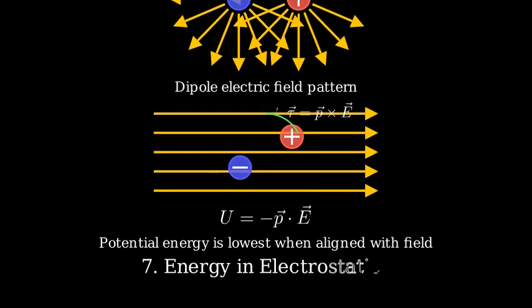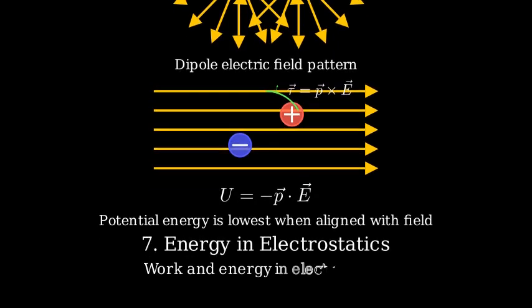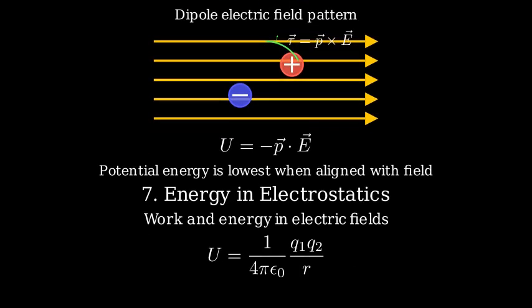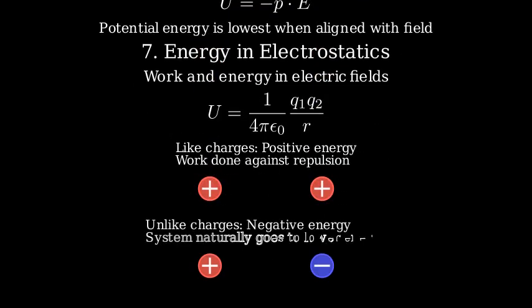Energy plays a crucial role in electrostatics. Moving charges in an electric field requires work, which is stored as potential energy. For two point charges, the potential energy is given by U equals 1 over 4 pi epsilon 0 times Q1 times Q2 divided by r. This represents the work required to bring the charges from an infinite separation to a distance r apart. If the charges have the same sign, the potential energy is positive, meaning work must be done against their repulsion. If they have opposite signs, the potential energy is negative, as the charges naturally attract each other.